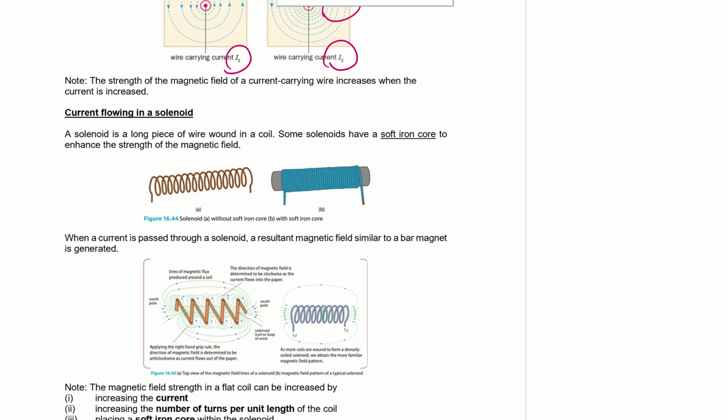So please do not confuse the direction of the thumb. What does it represent? For a solenoid, the thumb represents where the north is. The fingers represent the current flowing in the solenoid.